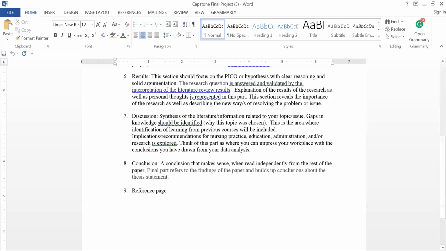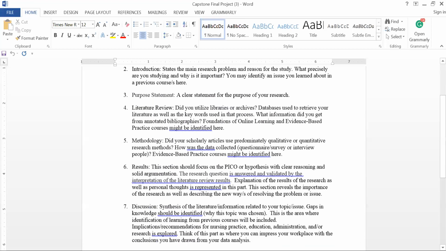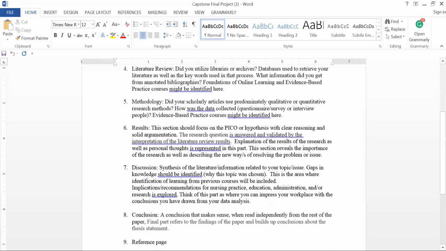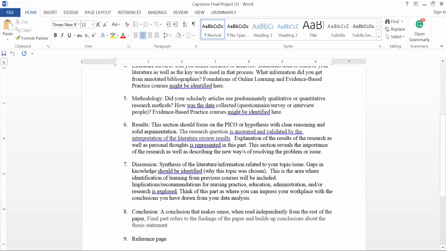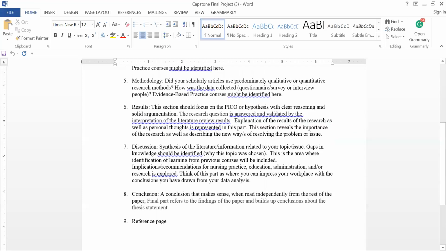And then you will have your reference page. And this is plus or minus how you will put it together. Some people will want to put the discussion before the results. Some people put the results after the discussion. That is not particularly a major issue for me. So I did put a template in there for you all to use if you need it.